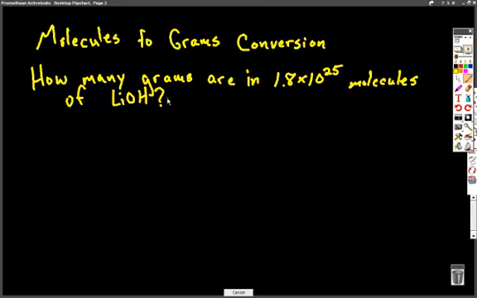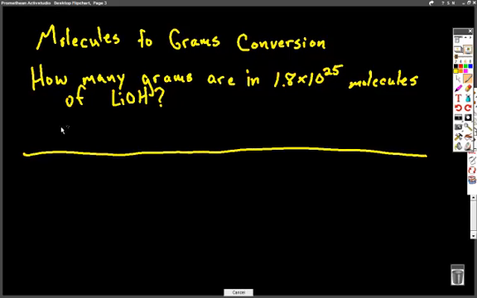Okay, so the last type of problem I believe that you will see is a molecules to grams conversion. The question is, how many grams are there in 1.8 times 10 to the 25th molecules of LiOH, or lithium hydroxide? So what we're going to do is again set up our little dimensional analysis. What we're starting with goes in the upper left hand corner, and that's going to be 1.8 times 10 to the 25th molecules of LiOH.